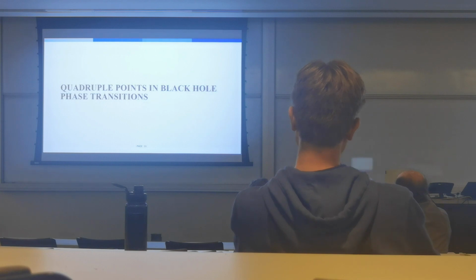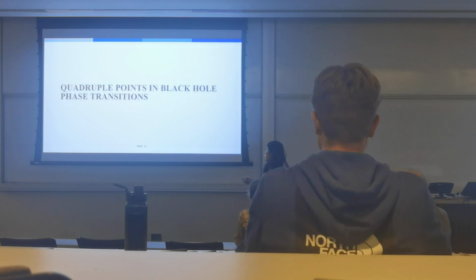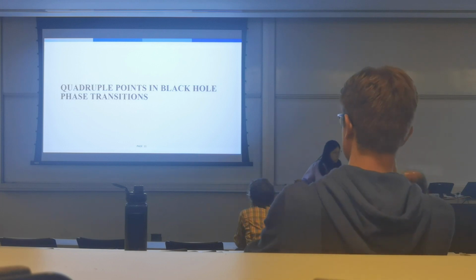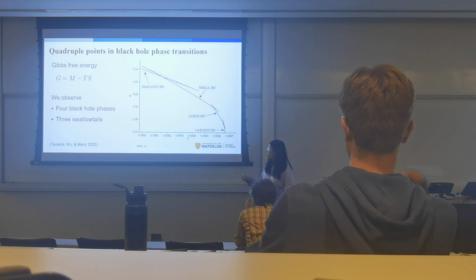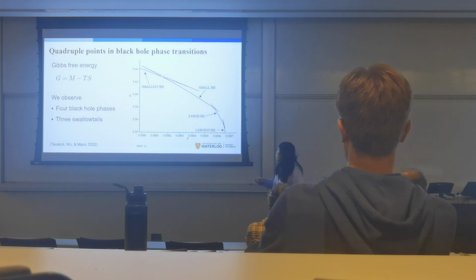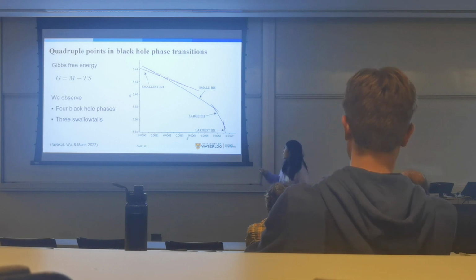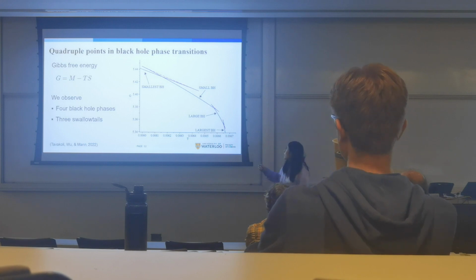After getting these thermodynamic quantities, we can study the quadruple points in the black hole phase transitions. In the context of black hole chemistry, we can compute the Gibbs free energy, which is the enthalpy minus temperature times the entropy. By plotting the Gibbs free energy versus temperature, we can get this diagram. In this diagram, the 4 blue lines are the 4 stable black hole phases. This is the smallest black hole, this is a small black hole, this is a large black hole, and this is the largest black hole.